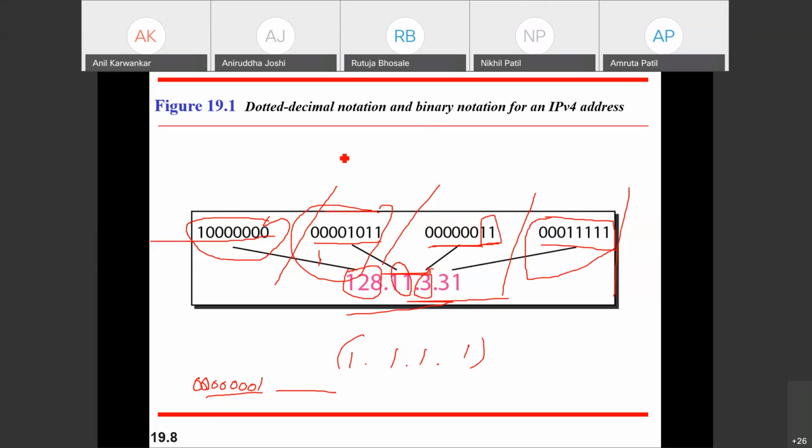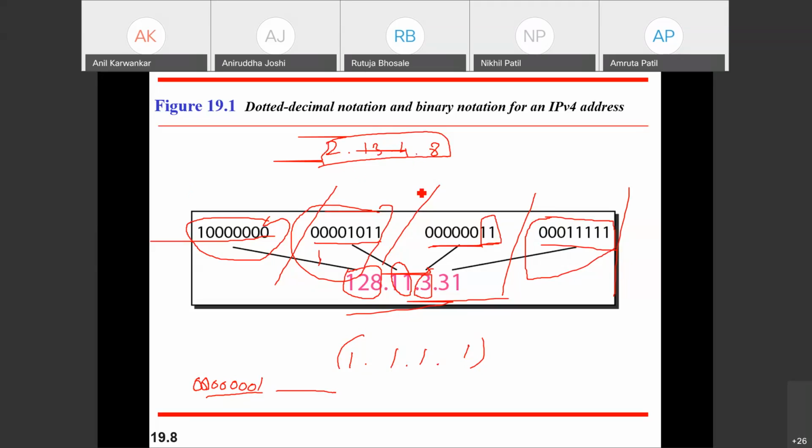Another example I will take, say for simplicity, I will take 2.13.4.8. Just represent this 2.13.4.8 in a binary form. Make your concept here clear. Put your answers in the chat box.